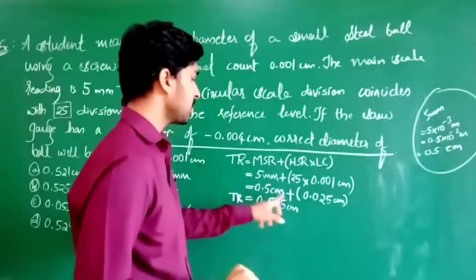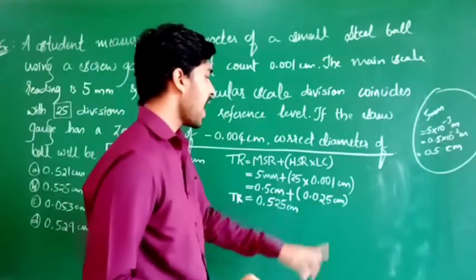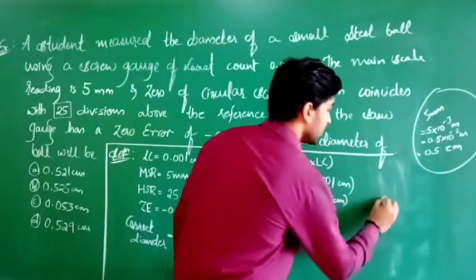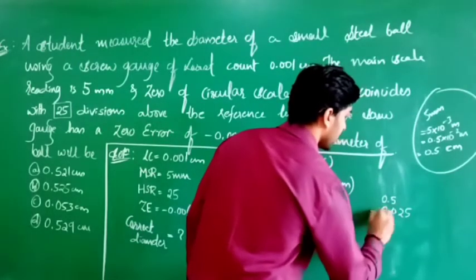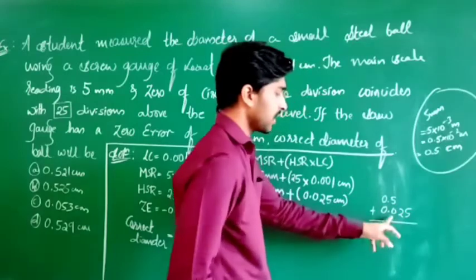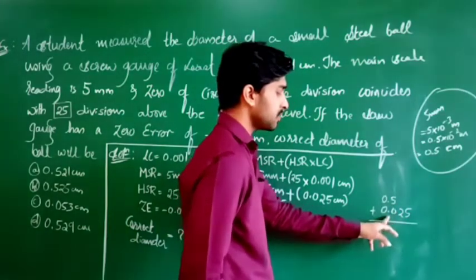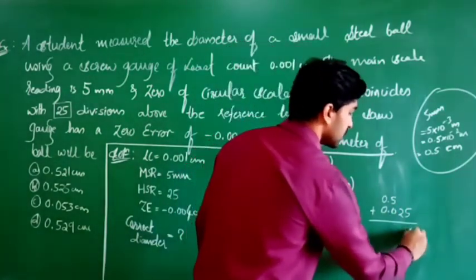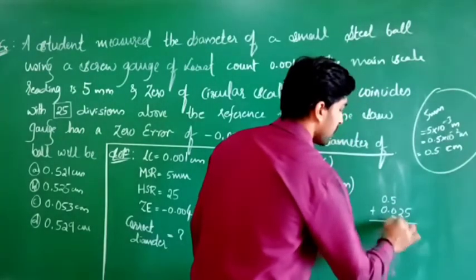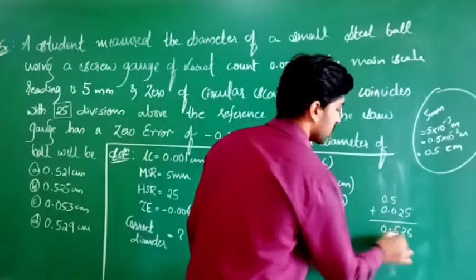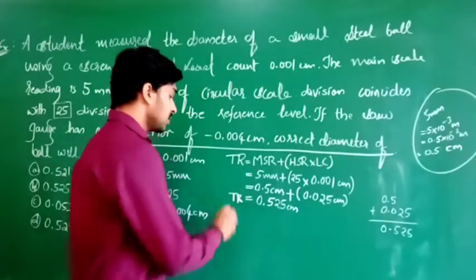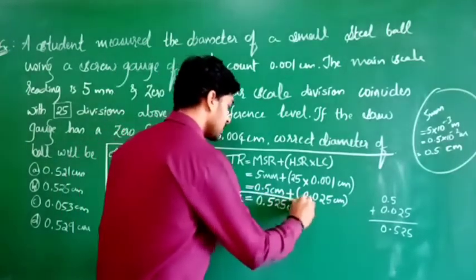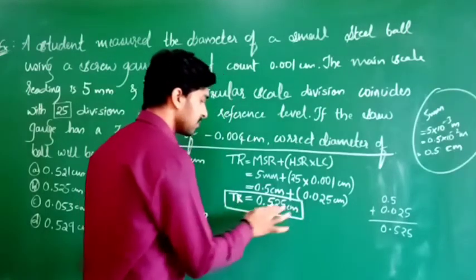0.5 plus 0.025 means add it in our general method, normal addition, how we do it in school. Below the decimal point, the digits should line up. So 5 plus 0 is 5, and we get 0.525. So what is this? This is simply the diameter.